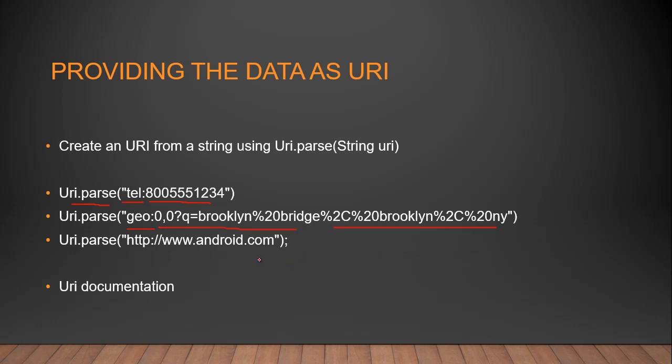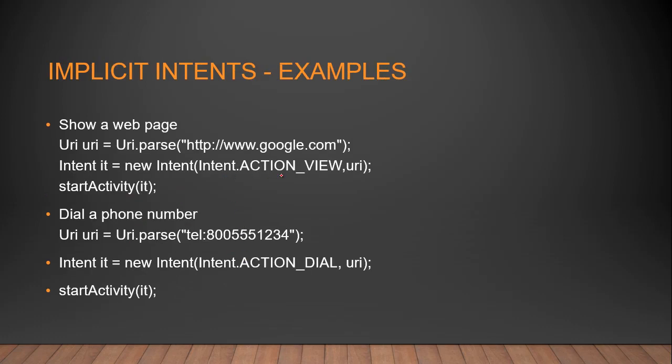on the Google map, you can use the GEO data scheme and first provide the latitude and then the longitude. And if you want to open a website, pass the data scheme as http:// and the name of that website. If you want to know more about the URI, make sure that you read the URI documentation, okay? So let's see the implicit intent examples. If you want to show a web page in your app, you can use the data scheme http:// and then specify your destination. I mean, if you want to open a website, put the address in here.